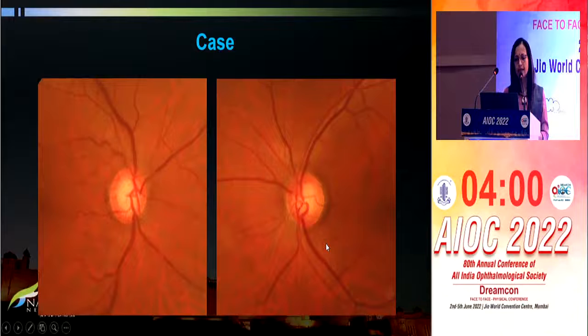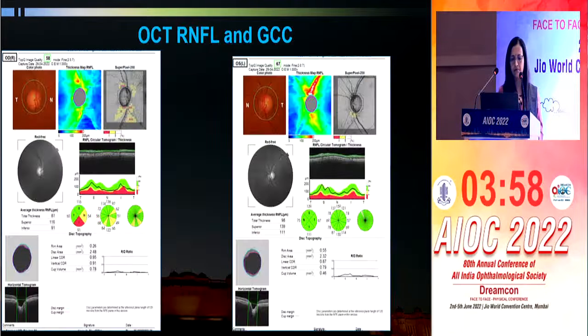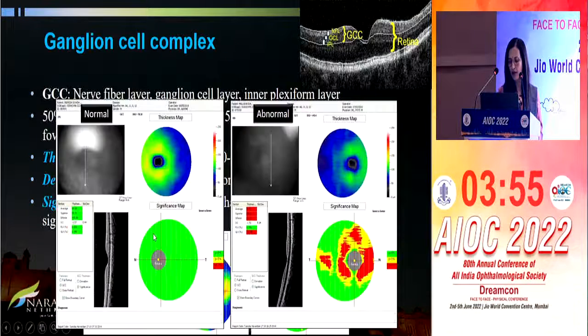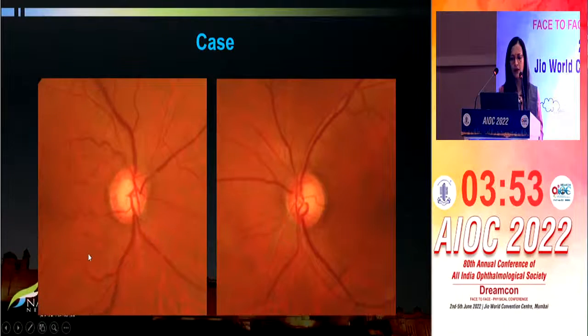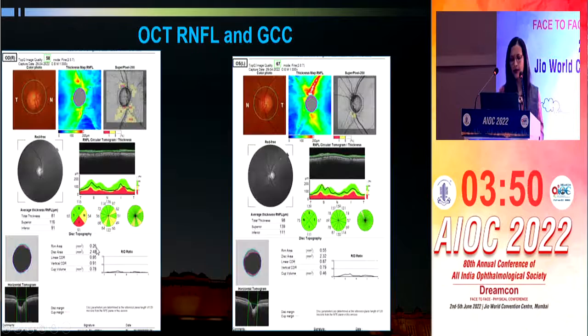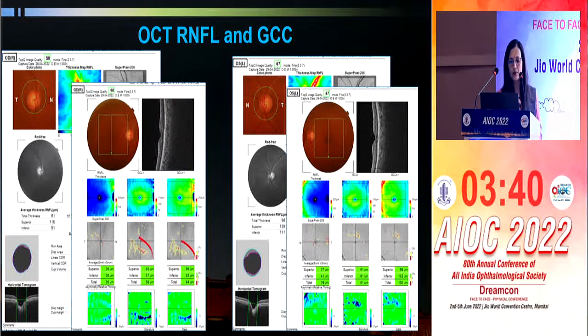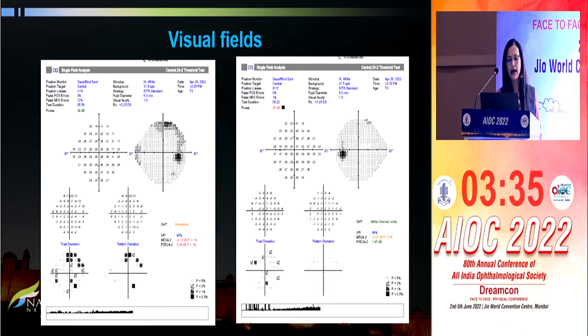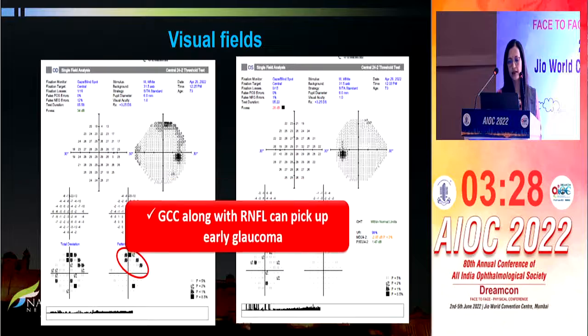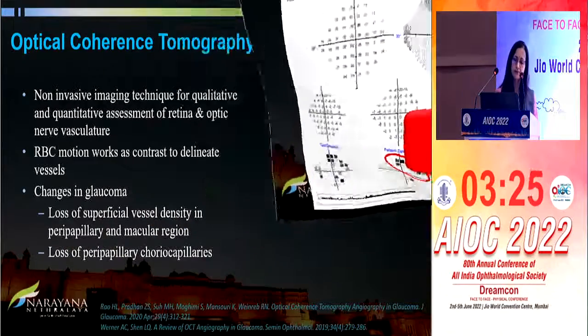Now, let me show you an example. This is a case where you can see the discs being more or less okay. You can see this area looks a little darker. That's why we were suspecting, and we did the OCT. And you can see there are corresponding thinning areas in the inferior part in the right eye. When we looked at the GCC, you can see the small area in the inferior part being flagged on GCC. And the visual fields also showed us the superior area. So again, RNFL and GCC helped us detect the early glaucoma in this patient.